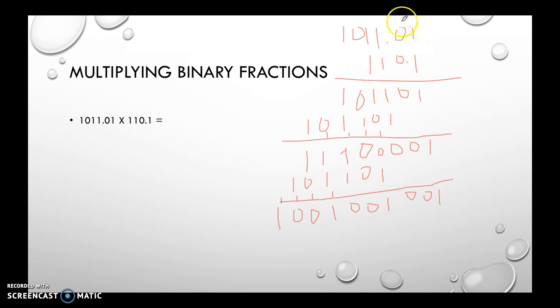And see that there are 3 decimal places, so we put the decimal point here. And let's check the answer. It's 1001.001. Yay, we get the right answer.